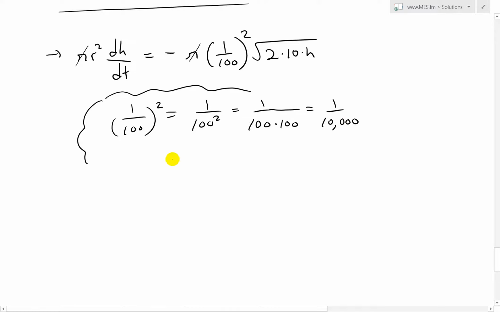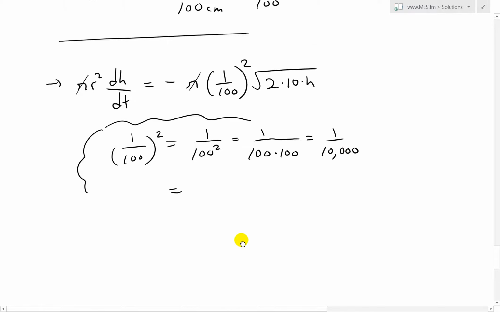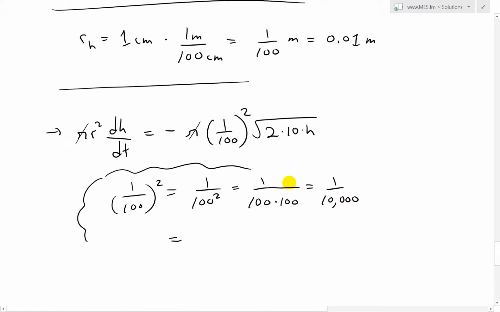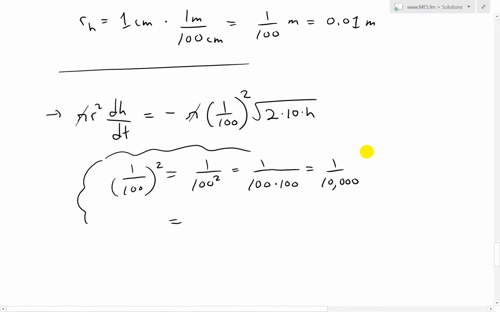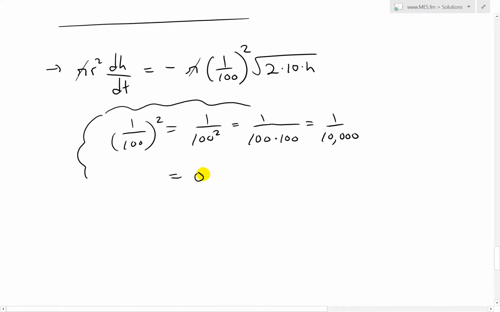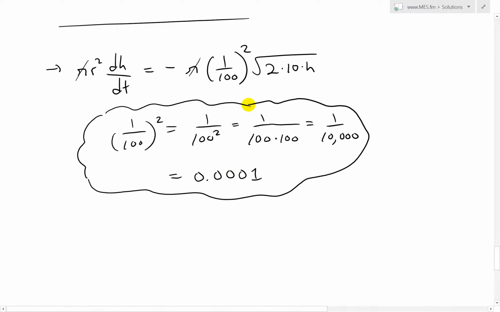And then divide this out. Just to keep in mind, when you have 1 divided by a factor of 10, you move 1 decimal place for every zero. If it's 1 divided by 10, that's 0.1. If it's 1 divided by 100, that's 0.01. So this is 4 zeros, so we need to go 4 decimal places: 0.0001. That's what 1 over 100 squared is equal to.